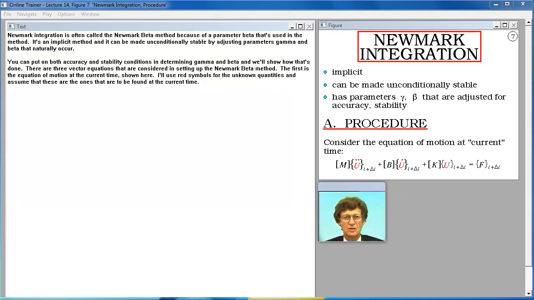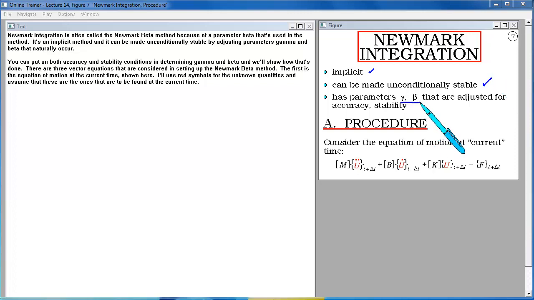Newmark integration is often called the Newmark Beta Method because of a parameter beta that's used in the method. It's an implicit method, and it can be made unconditionally stable by adjusting parameters gamma and beta that naturally occur. You can put on both accuracy and stability conditions in determining gamma and beta, and we'll show how that's done.